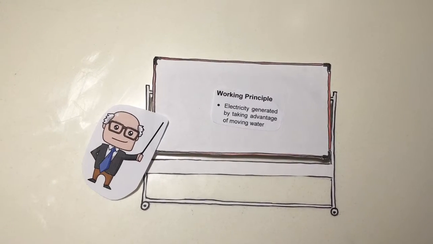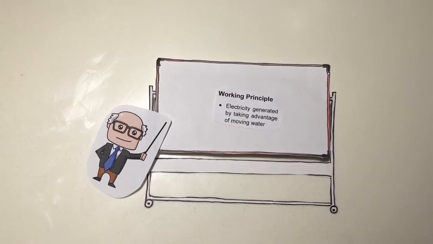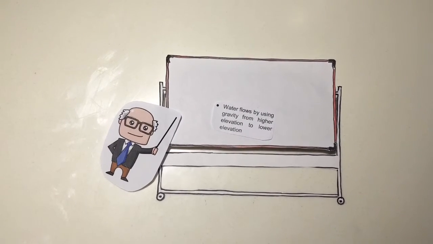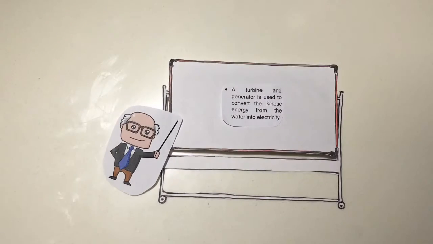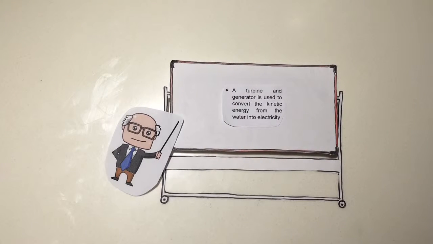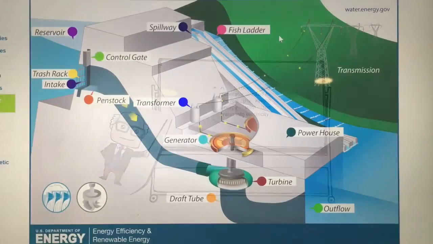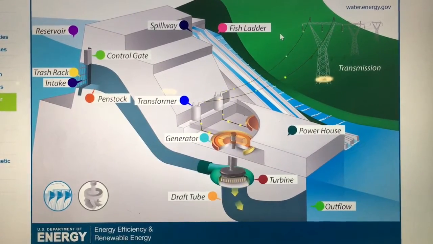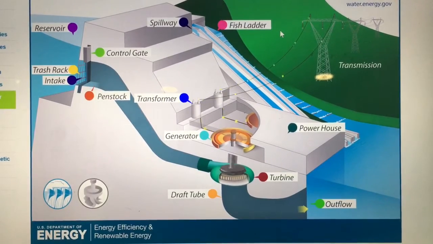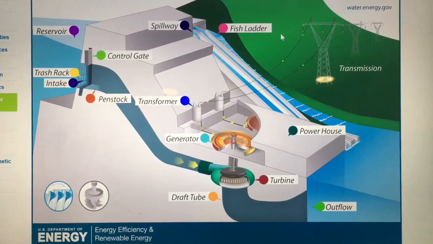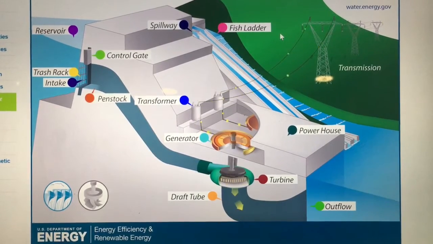Hydropower generates electricity using the energy of moving water. Water flows from a higher elevation to a lower elevation, and the hydropower facility uses a turbine and generator to convert this motion into electricity. The water behind the dam flows through an intake and pushes against blades in a turbine, causing them to turn. The turbine spins a generator to produce electricity.